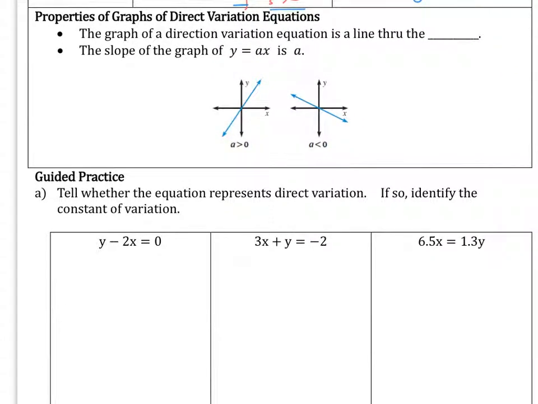So let's summarize the properties of graphs of direct variation equations. The graph of a direct variation equation is a line through the origin. The slope of the graph of y equals ax is a. So remember, this is called the constant of variation. When a is positive, the slope will be rising. If a is negative, the slope would be falling, or negative.